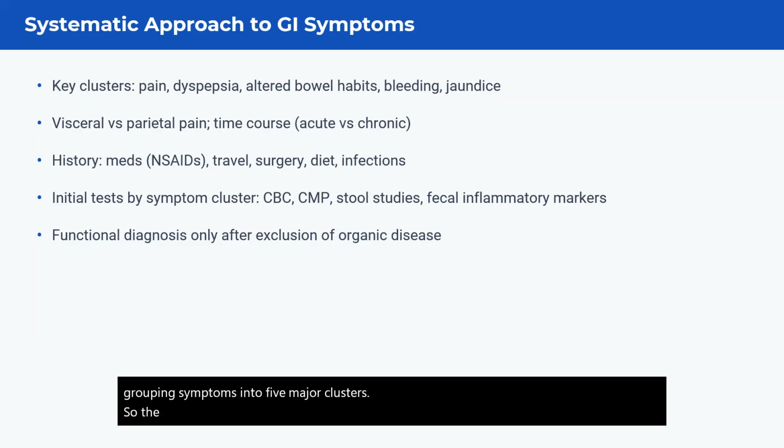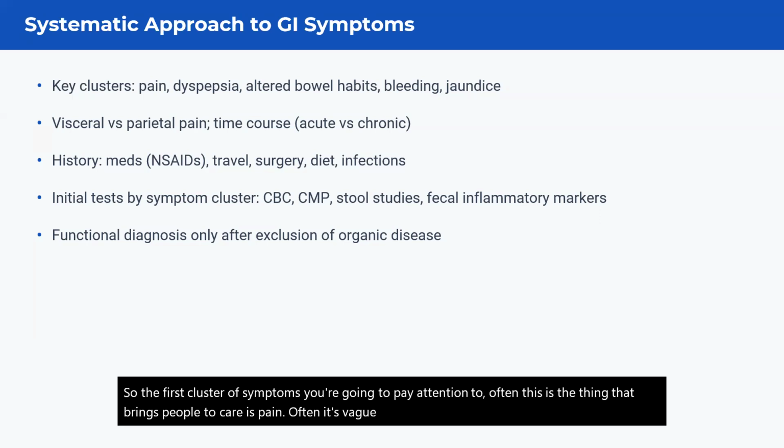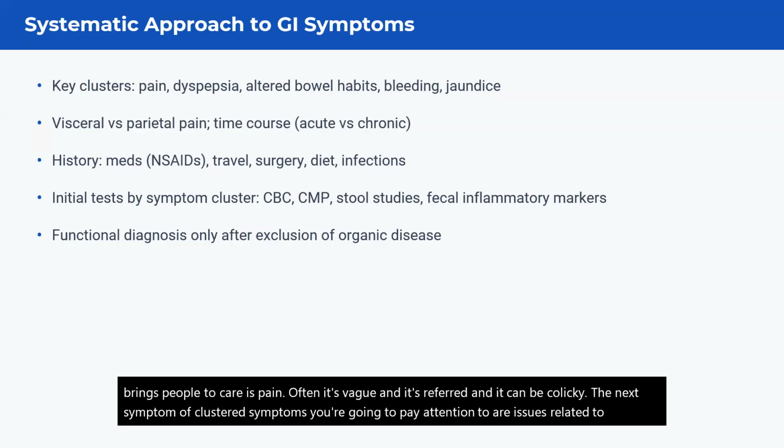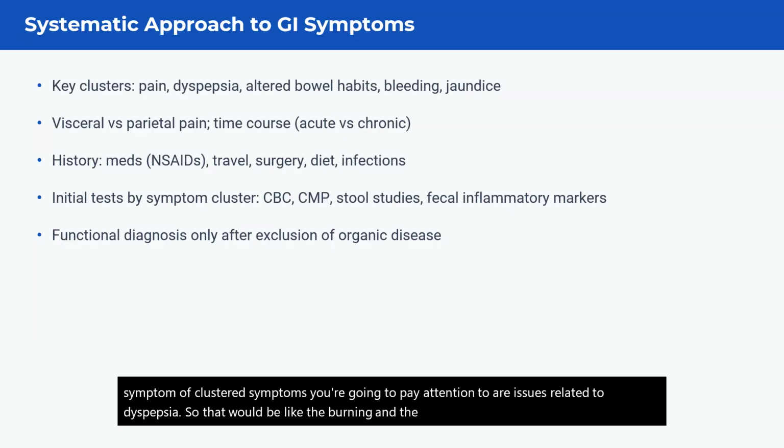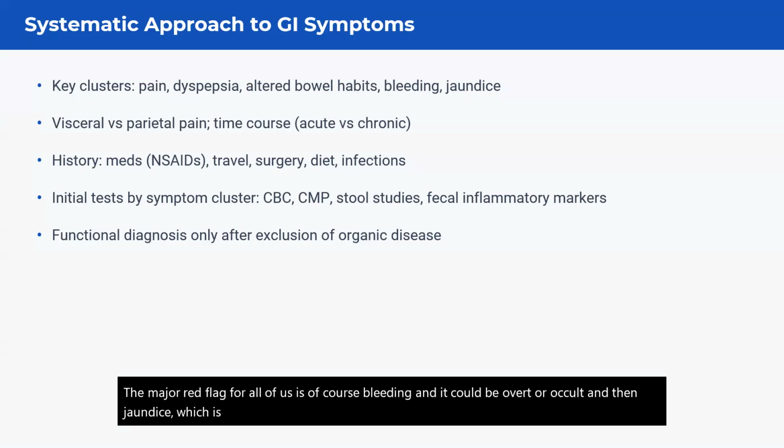The first cluster of symptoms you're going to pay attention to, often the thing that brings people to care, is pain. Often it's vague and referred, and it can be colicky. The next cluster is issues related to dyspepsia, like the burning and the postprandial discomfort. Or they may complain of altered bowel habits: diarrhea, constipation, or some alteration thereof. The major red flag for all of us is, of course, bleeding, and it could be overt or occult. And then jaundice, which is the unmistakable, quote unquote, yellow flag that the hepatobiliary system is involved.